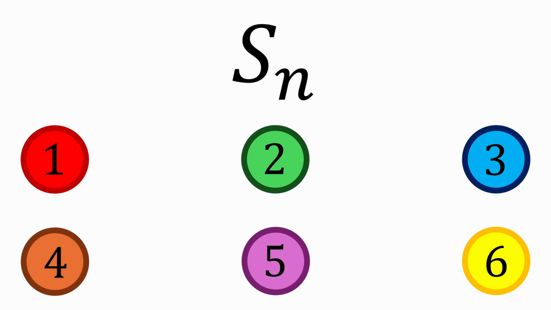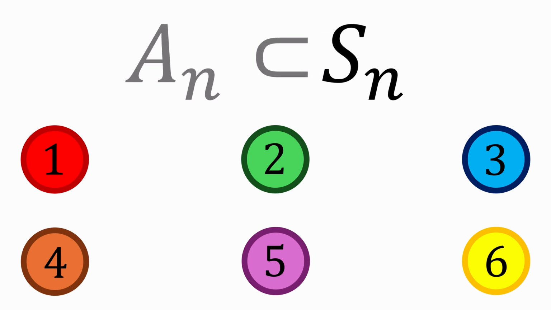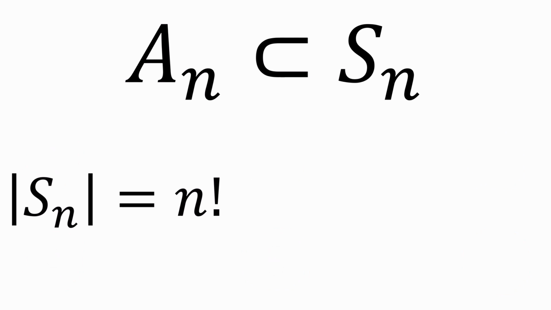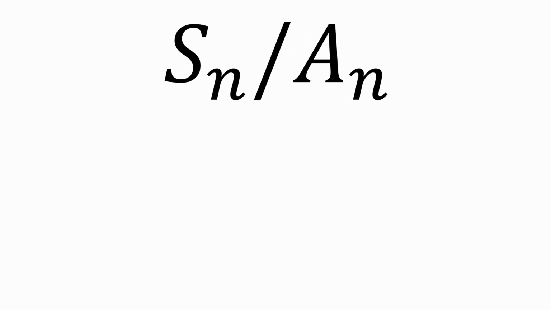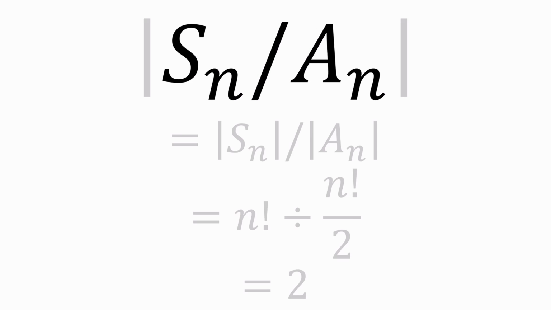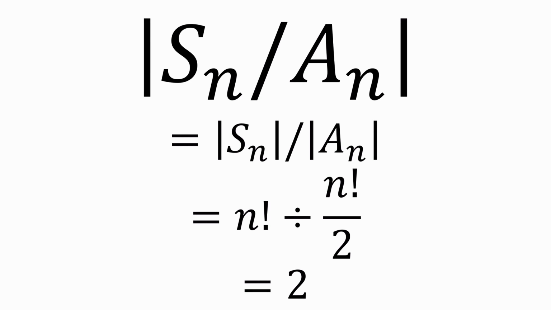Some permutations require an even number of swaps, some permutations require an odd number of swaps. If we consider only the permutations which require an even number of swaps, they form a group. This group is called An. There are n factorial permutations of n objects. An contains exactly half of these permutations. This means that the quotient group, Sn over An, has 2 elements. There's only one group which has 2 elements, that is the group S2.